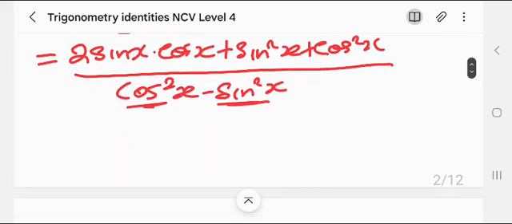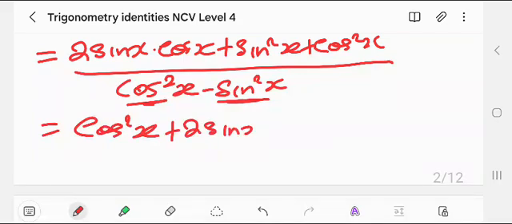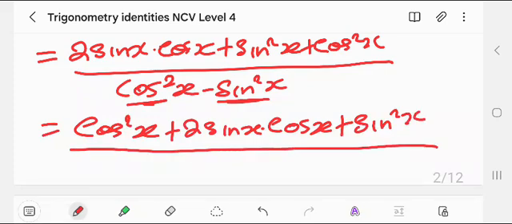And now you must be careful to rewrite these. We have cos here. I will rewrite cos squared x on the top, because here we have cos. Then this will be simply plus 2 sine x multiplied by cos x plus sine squared x, all over. This is the difference of two squares.